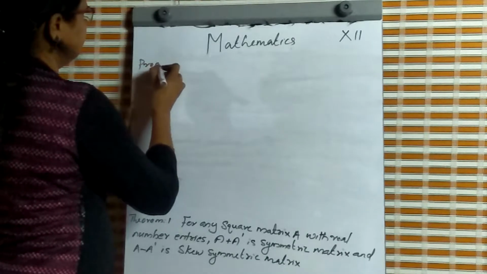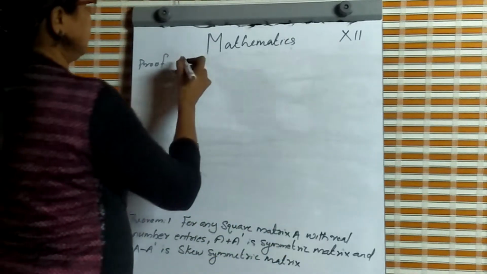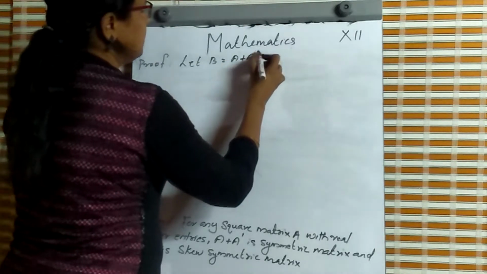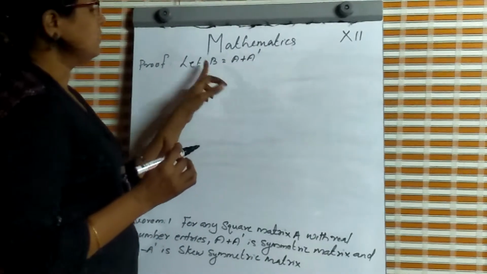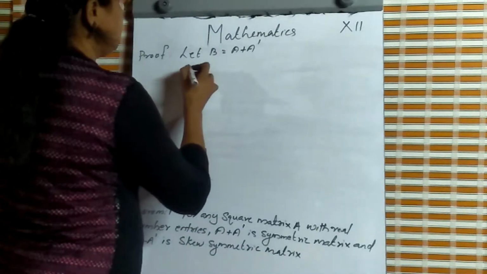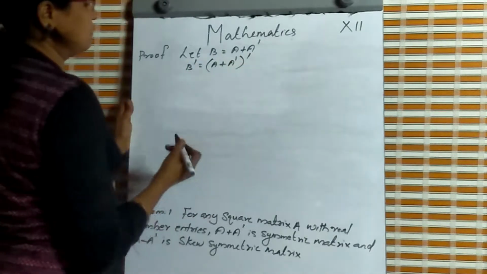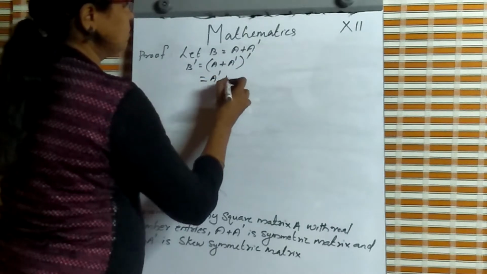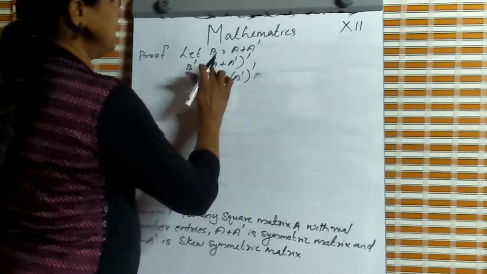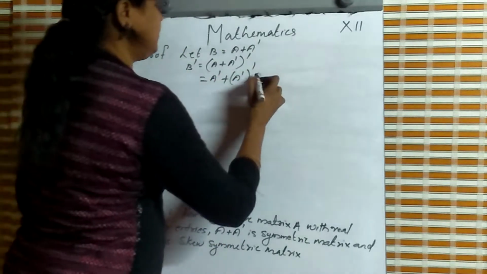Proof. First, A plus A transpose is symmetric. Let B be equal to A plus A transpose. We have to prove this is symmetric. Take its transpose; it should be equal to B. So B transpose is equal to (A plus A transpose) whole transpose, which equals A transpose plus (A transpose) whole transpose. What is the reason? We know that (A plus B) whole transpose is equal to A transpose plus B transpose.